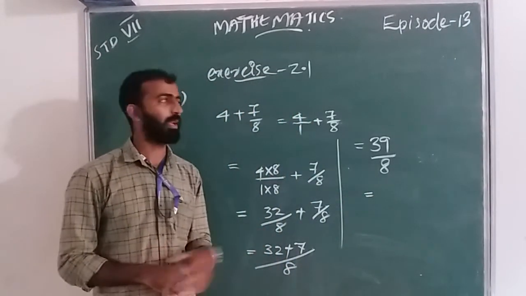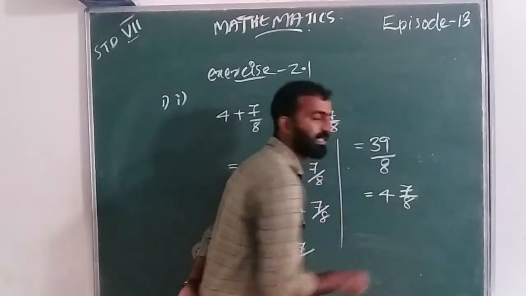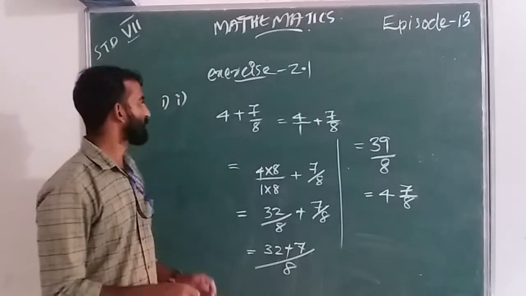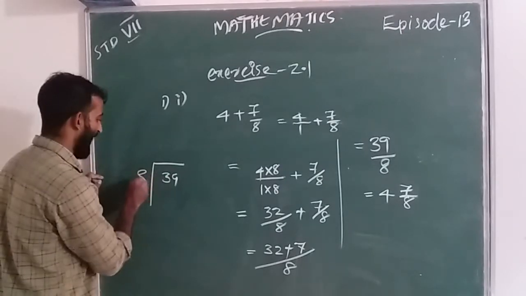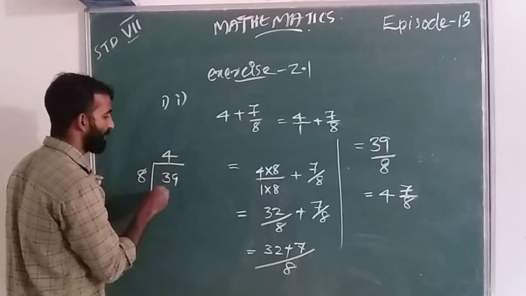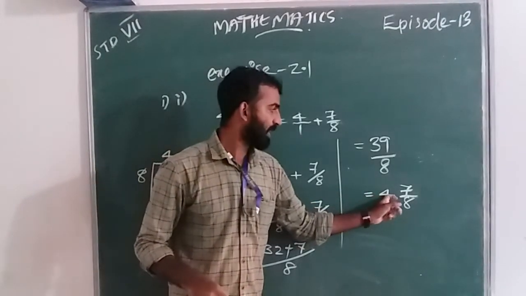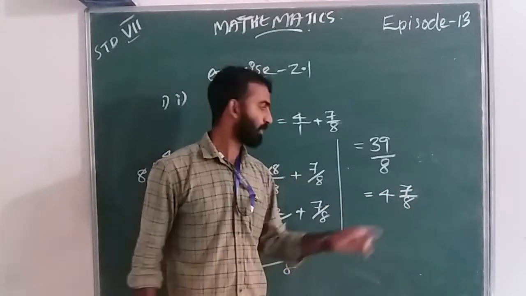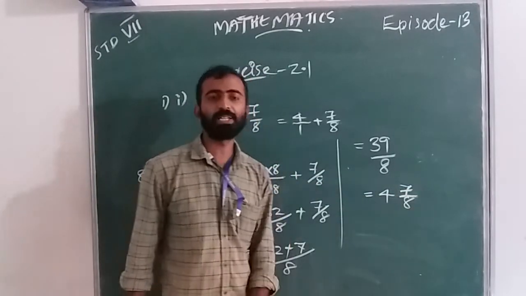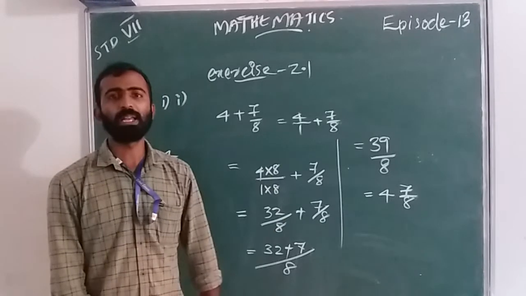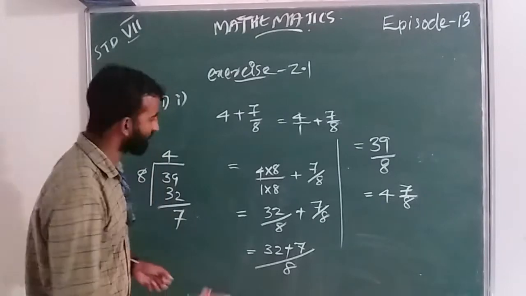We want to convert it into a mixed fraction. When we divide 39 by 8, we get 4 times, that is 32, and the remainder is 7. So quotient, remainder, divisor. That is, the answer is 4 and 7 by 8. That is the answer.